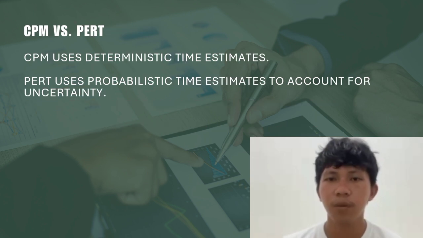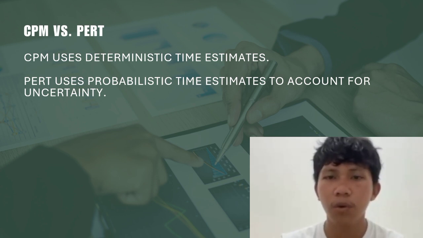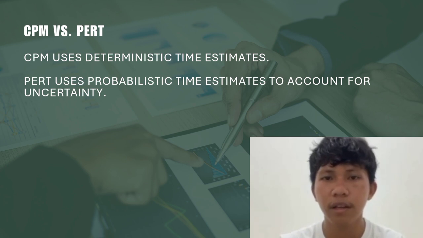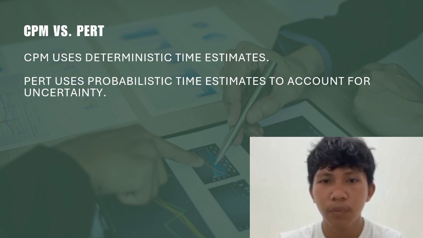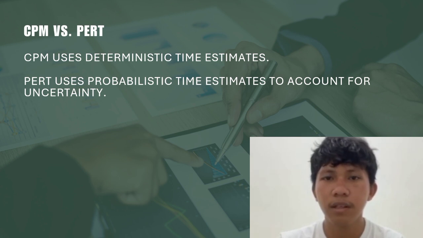Next slide is CPM versus PERT. Now let's compare CPM, or critical path method, and PERT, or program evaluation and review technique. CPM uses deterministic time estimates, meaning we already know how long each task should take, ideal for routine farming or agribusiness tasks. PERT, on the other hand, uses probabilistic estimates, which means it considers best case, worst case, and most likely time durations.